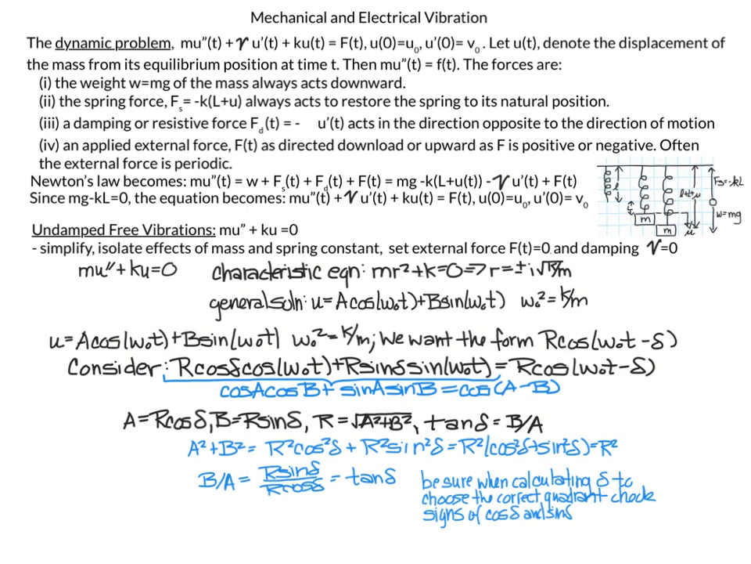Well, if I compare this equation here to what we have for u, if I let A equal r cosine delta and B equal r sine delta, then u is in exactly this form. So we have r is equal to, just from these two equations, square root of a squared plus b squared, and tangent of delta is equal to b over a.